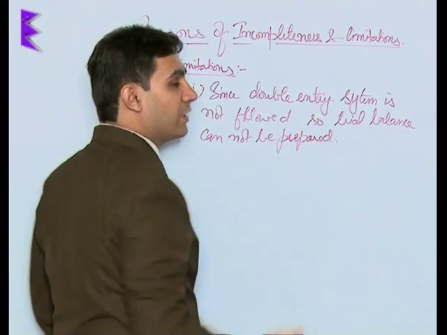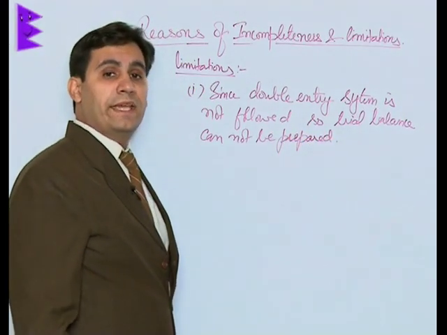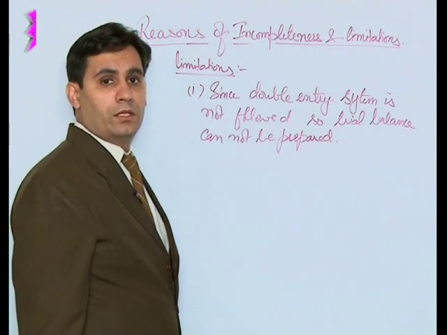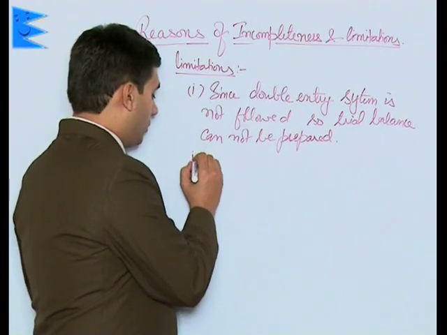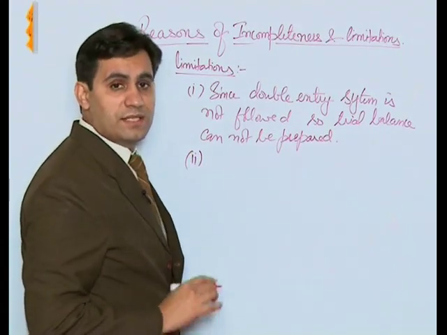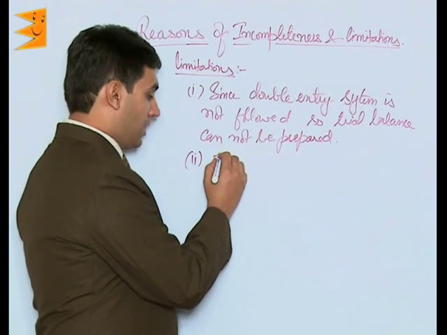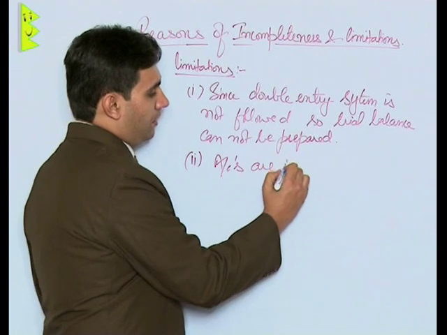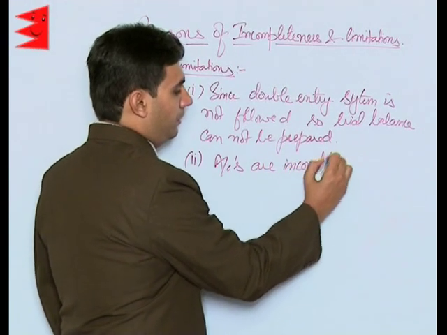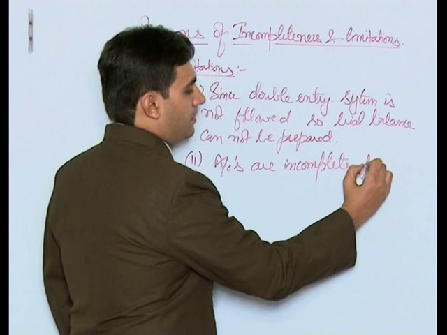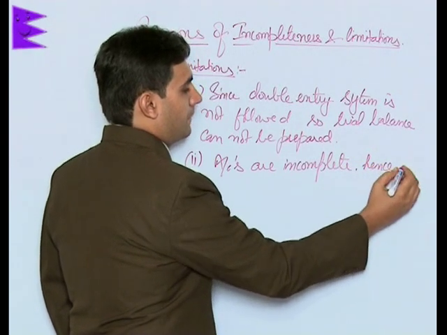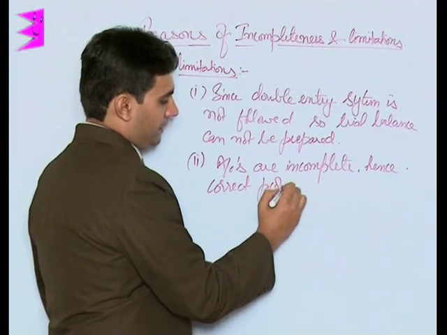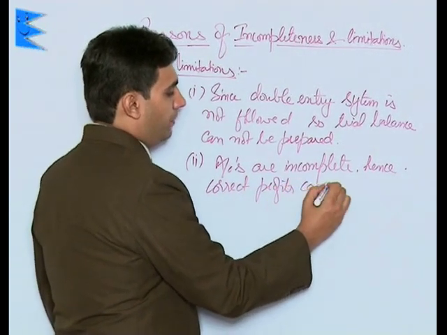Now, since trial balance cannot be prepared, that means the exactness of accounts cannot be judged. Now, coming to the second limitation. Second limitation is, since accounts are incomplete, hence correct profits cannot be calculated.